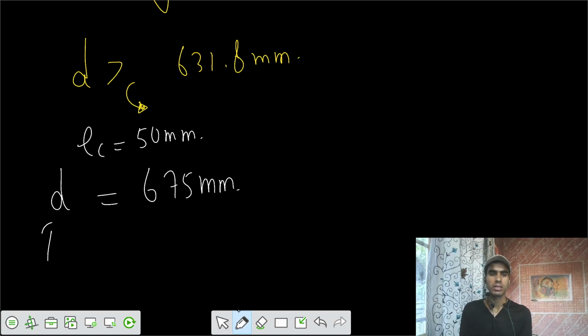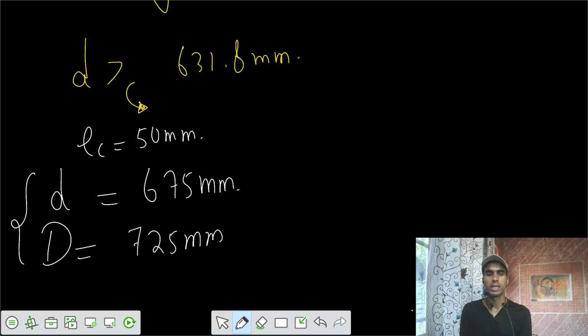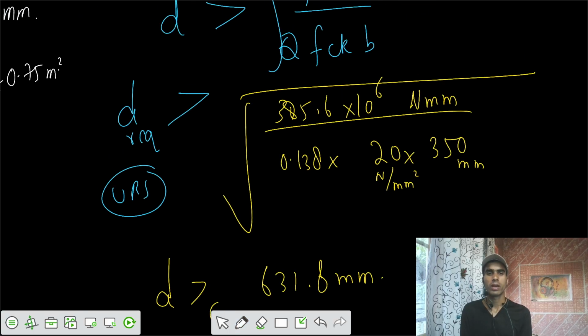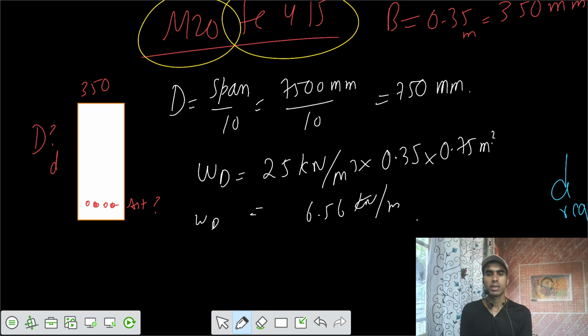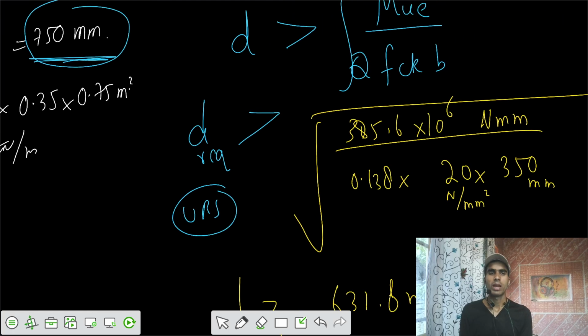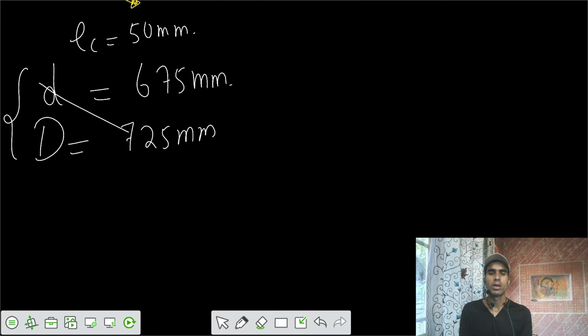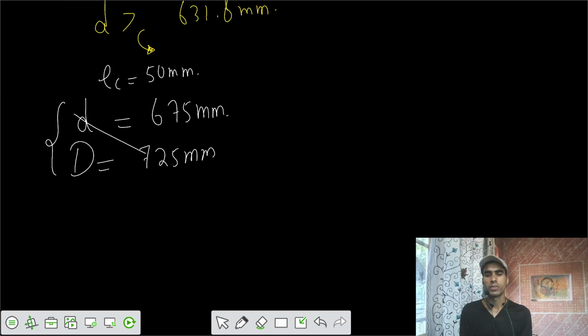675 millimeters. That means capital D would be 725 millimeters. But initially we assumed some value of D as per thumb rule. The assumed value initially was capital D equals 750. So for the section to be under reinforced, your D should be even lesser than that assumed value of 750. So we can finally assume 725. So 725 would be sufficient. So now I got the section.